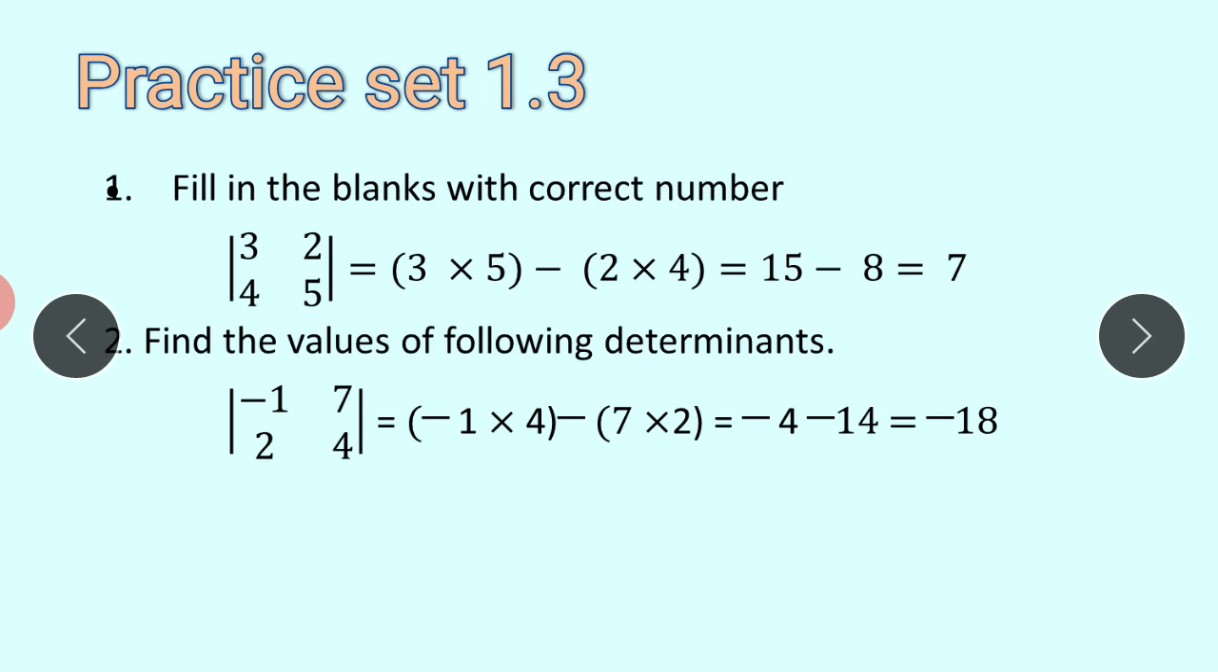Again one more example. Find the values of the following determinants from this. You solve one example. Minus 1, 2 and 7, 4. Then take the cross multiplication. Minus 1 into 4, minus 7 into 2. Minus 1 into 4 is minus 4. Minus 7 twos are 14. So minus 4 minus 14, you get minus 18.